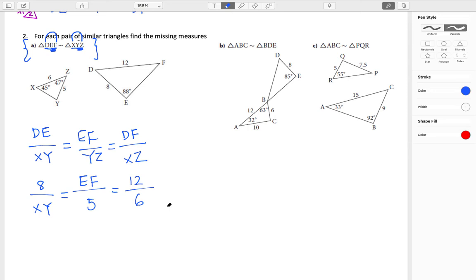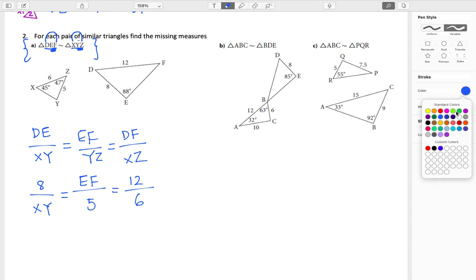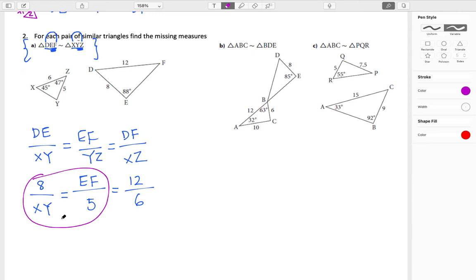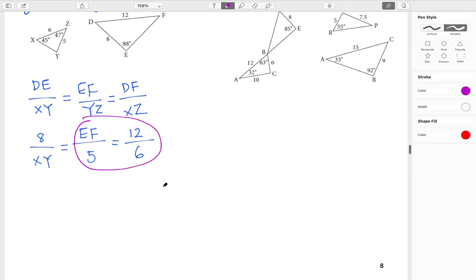Okay. Now, to look for one of them, you only have to pick 2 out of the 3. But we cannot start with this one. The reason why is we don't know what XY and EF are. You can only find an unknown if there's only one of them. So we cannot do the first 2. Instead, we're going to pick the last 2 to find EF. So let's start with EF. We're looking for EF over 5 is equal to 12 over 6.